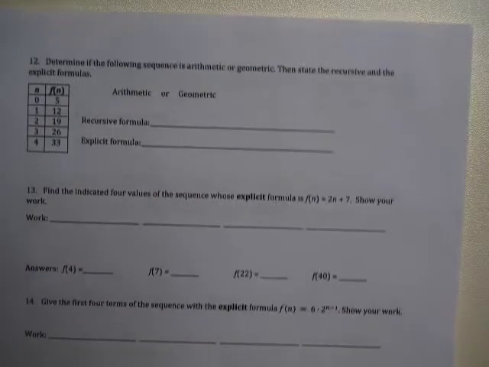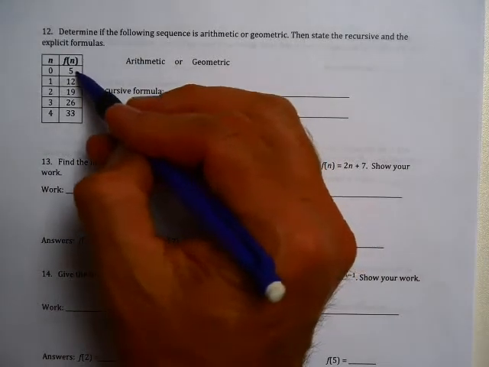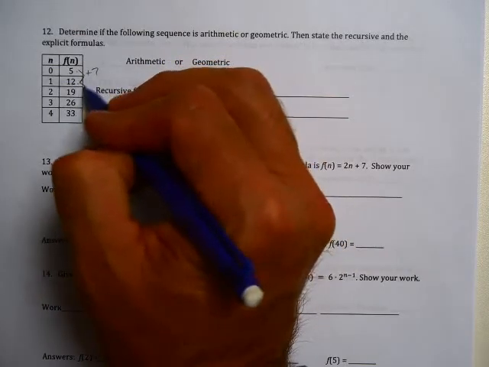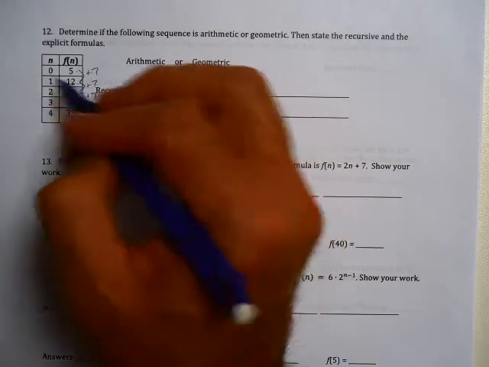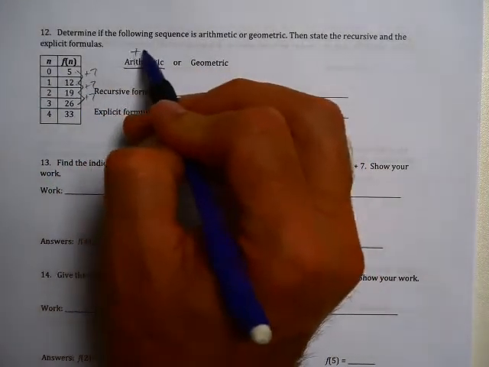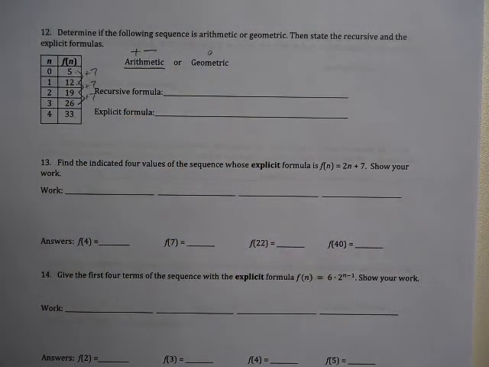Determine if the following sequence is arithmetic or geometric, then state the recursive and the explicit formulas. I want to look at the pattern here and see if I can see what the pattern is. It appears to be adding 7 each time. Every time we take a step in the pattern, I add 7. That would be arithmetic. That's your adding or subtracting. Geometric is when you multiply to get to the next term.